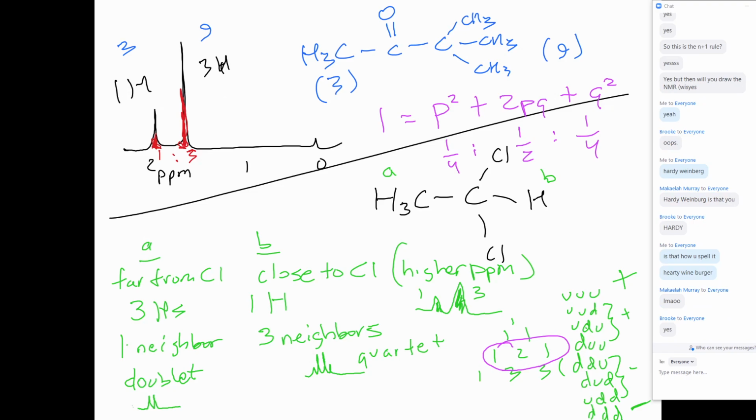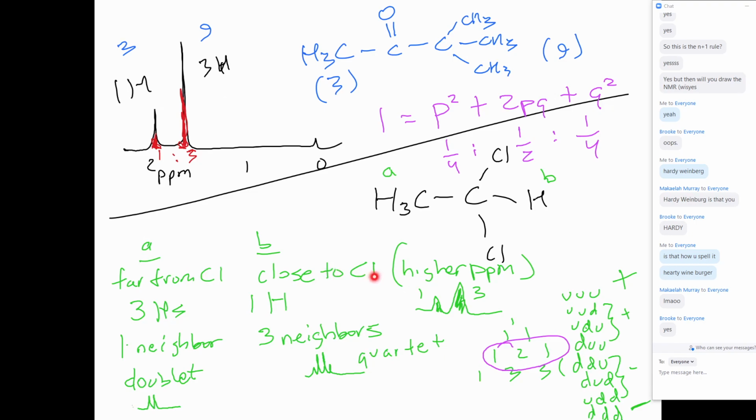Perfect. So back to this one. For this group right here, it is 3 H's. It is close to O, and it has 0 neighbors. 0 plus 1 would be a singlet. This one over here has 9 H's. It's farther from O, and it has 0 neighbors, so it would be a singlet. So I can start breaking it down into those 3 categories.